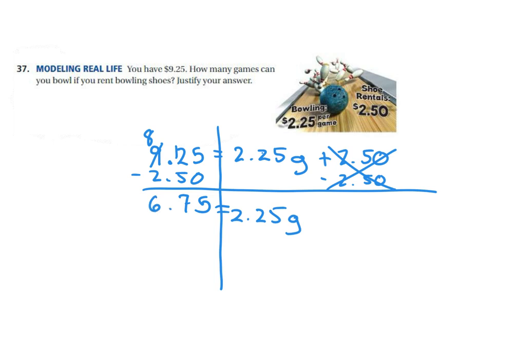And then 2.25 g, that means multiply, so the opposite is divide by 2.25. So we'll do that to both sides. 2.25 divided by 2.25 is 1, so we just write our 1g. And then 6.75 divided by 2.25 is 3. So g equals 3 games.